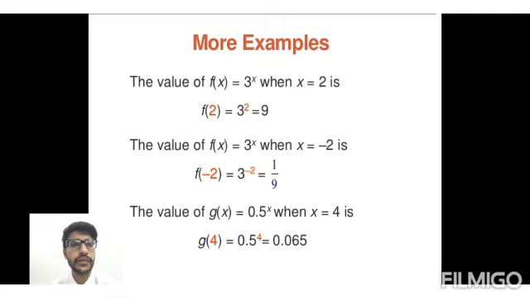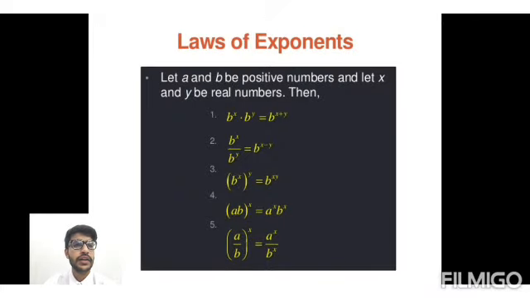More examples: the value of f(x) = 3^x when x is 2 is f(2) = 3 square = 9. The value of f(x) = 3^x when x is equal to -2 is f(-2) = 3 to the power -2, which is 1 upon 9. The value of g(x) = 0.5^x when x is equal to 4 is g(4) = 0.5^4. Laws of exponents: let a and b be positive numbers and let x and y be real numbers.